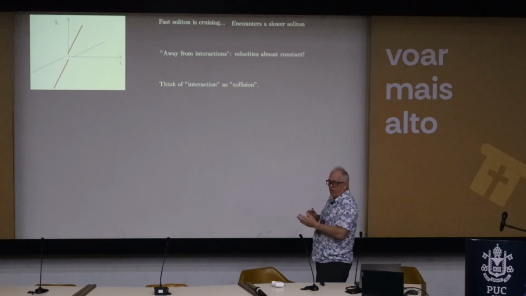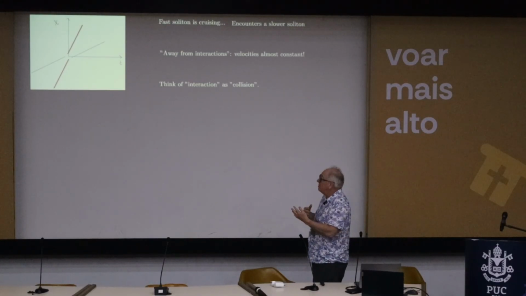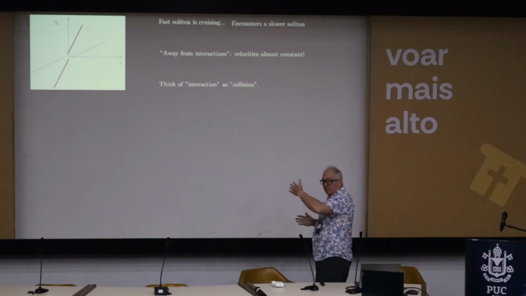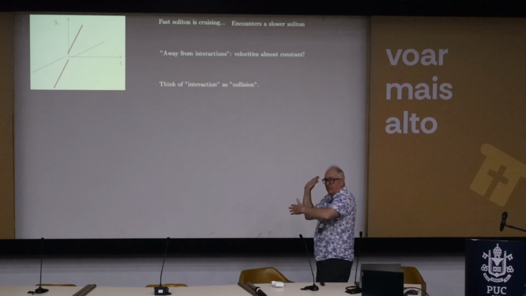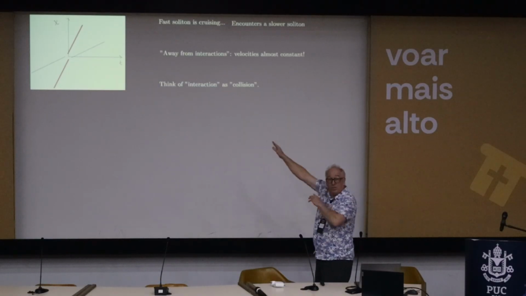Then there's this region where the two are interacting, and you can't really identify the peaks. After the interaction takes place, of course, they emerge, one propagating with the same velocity as it had before, and the other propagating with the same velocity that it had before, but there's been a shift in their position. So that's the picture I'm showing you there.